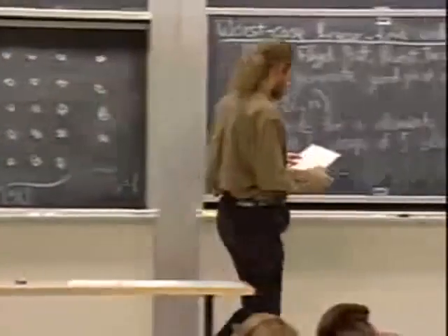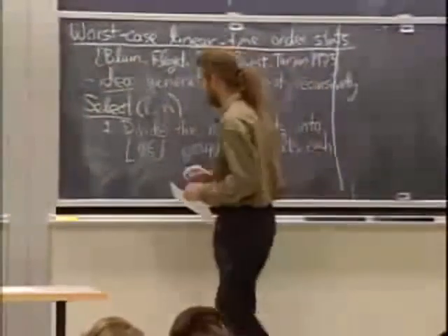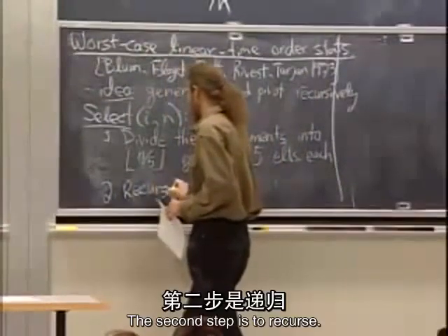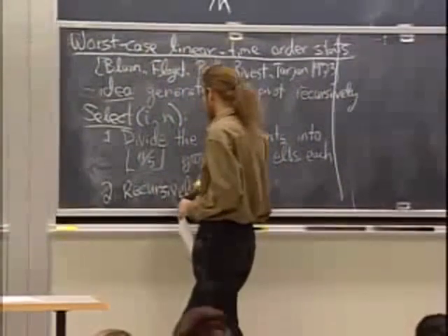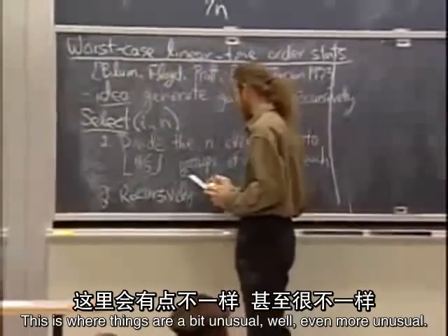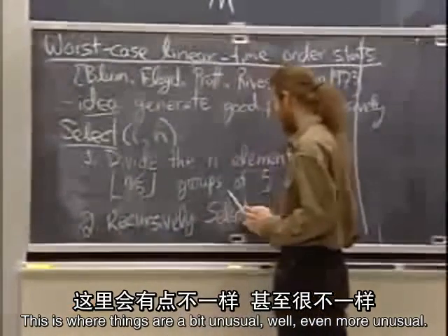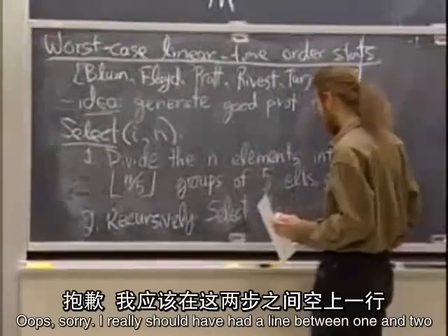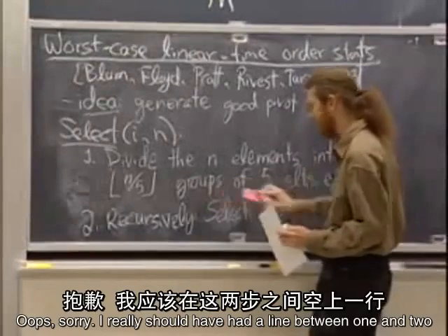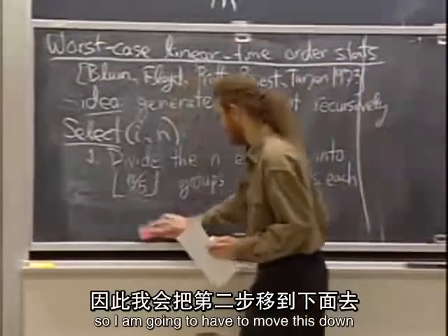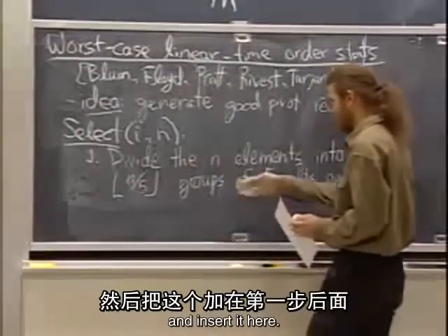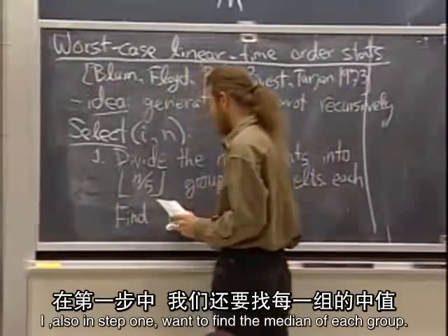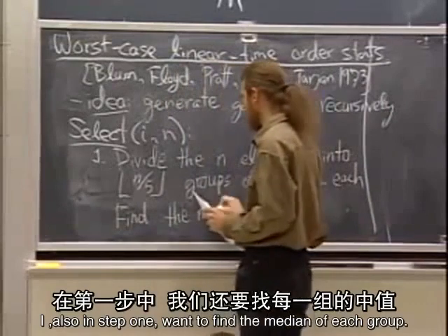Next step. Second step is to recurse. This is where things are a bit unusual. Well, even more unusual. Oops, sorry. I really should have had a line in between 1 and 2. So I'm going to have to move this down. You can insert it here. I also, in step 1, want to find the median of each group.